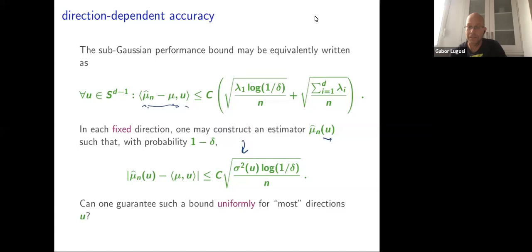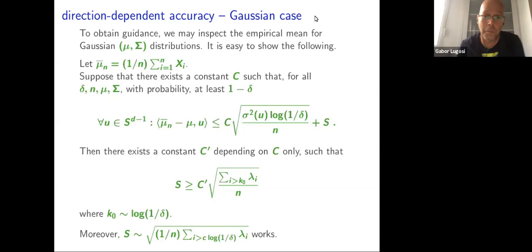Okay, so can we replace this worst case part here by something which depends on u? So can we replace this sigma one here by sigma squared of u? Okay, and if we can, what is the price we have to pay in the other term? To get an understanding of this, we should go back to the Gaussian case to see what happens for Gaussians. Gaussians are easy to understand, and for Gaussians we see what's the best thing that we can ever hope for.